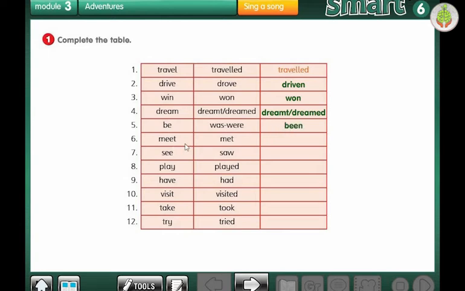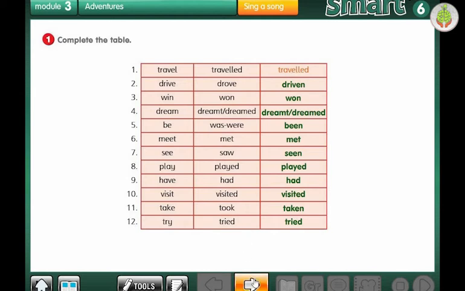Very good. Meet, met, met. See, saw, seen. Play, played, played. Have, had, had. Stays the same. Visit, visited, visited. Take, took, taken. Try, tried, tried. Okay, so please write them down in your book, and you can memorize as much as you can, because these verbs are very important. You're going to use them in English a lot.